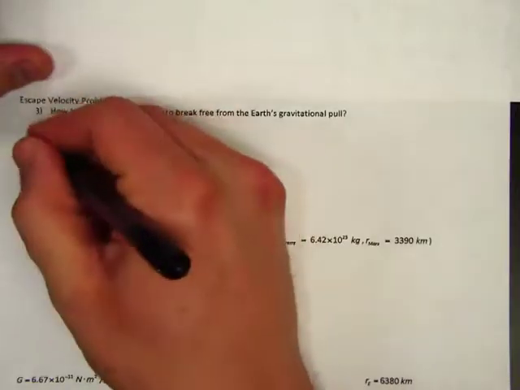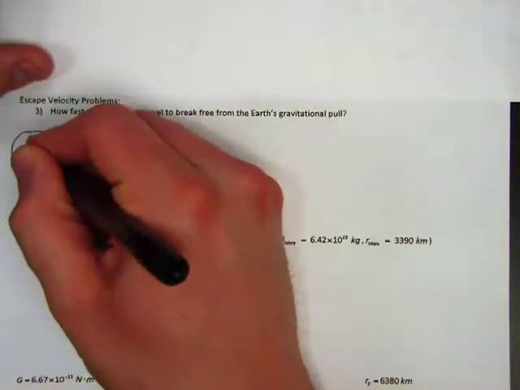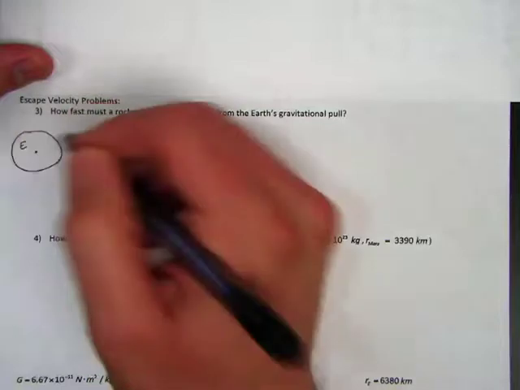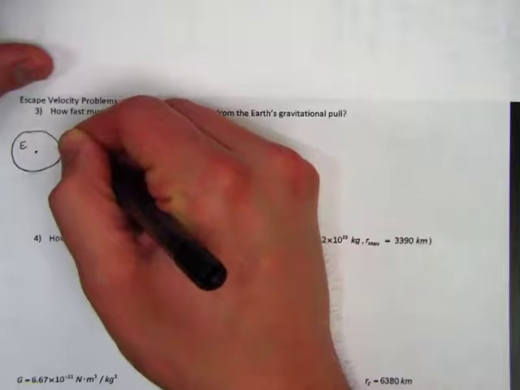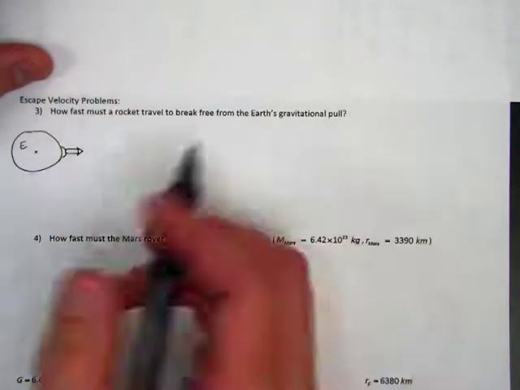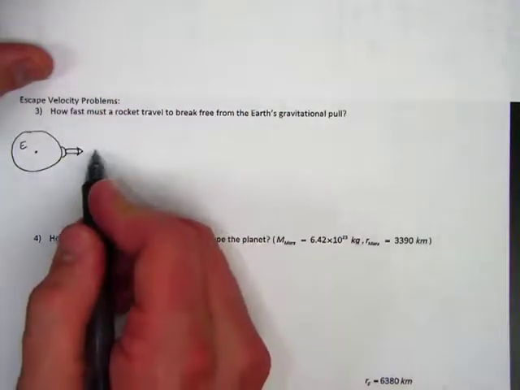All right, in this video, let's look at a common application of orbital energy, and we're going to look at some escape velocity problems. So this is a classic scenario where we have the Earth, and on the surface of the Earth, we have a rocket.